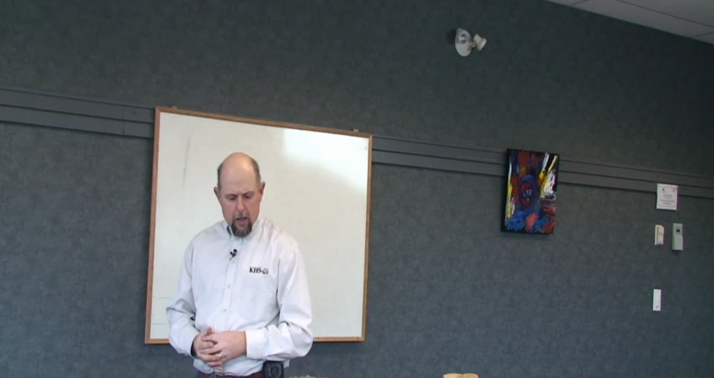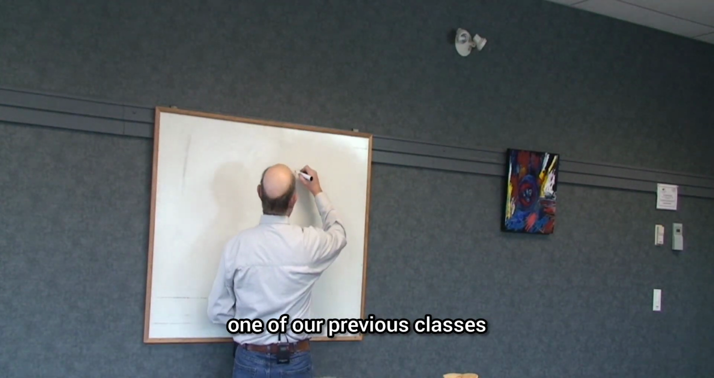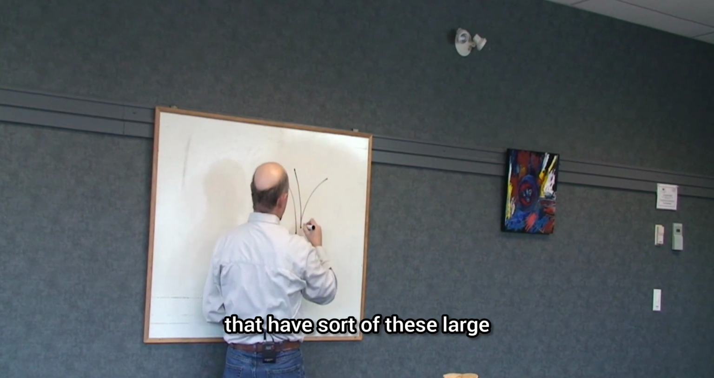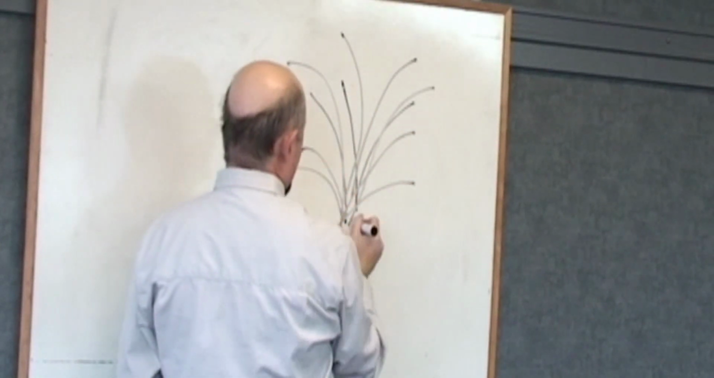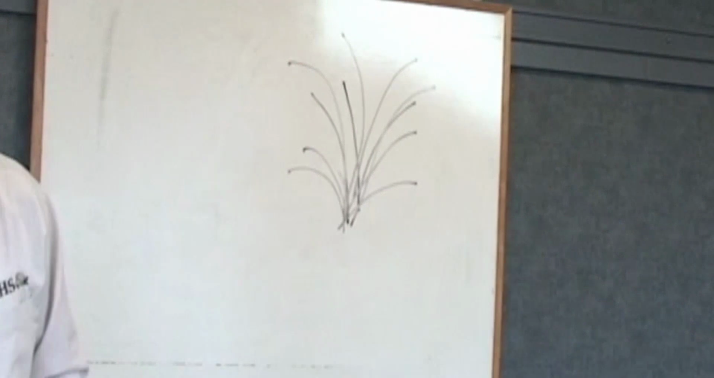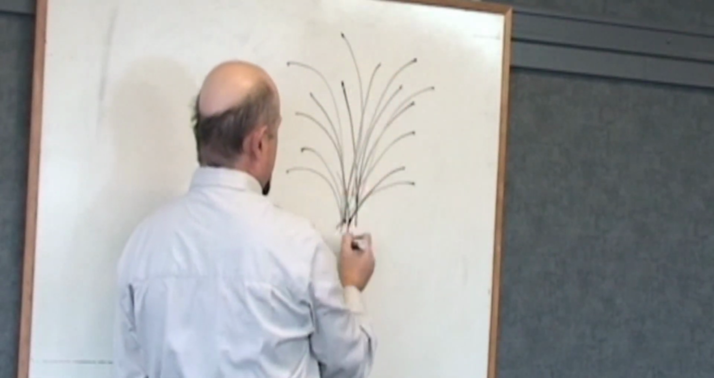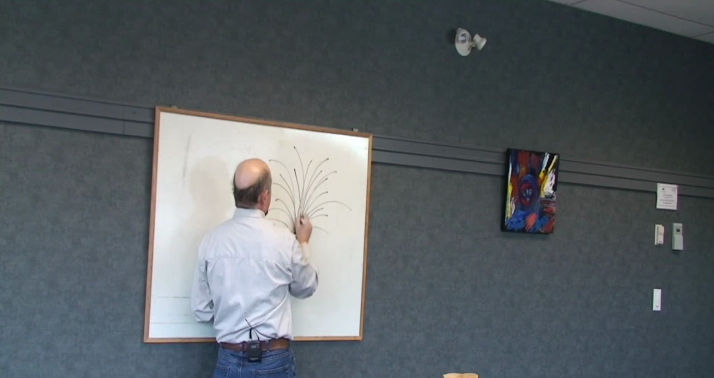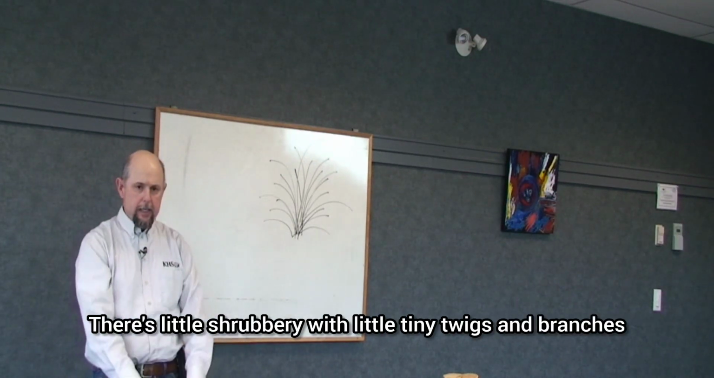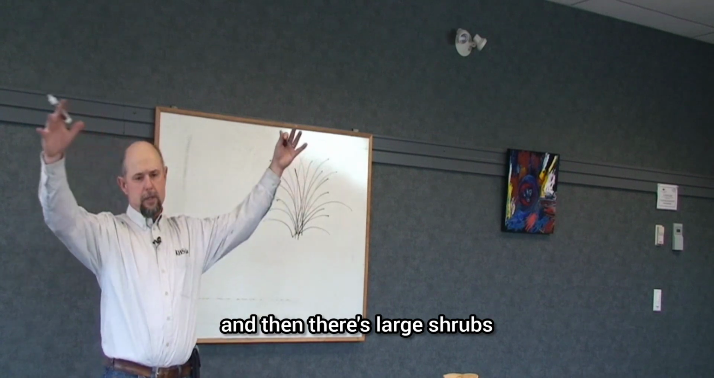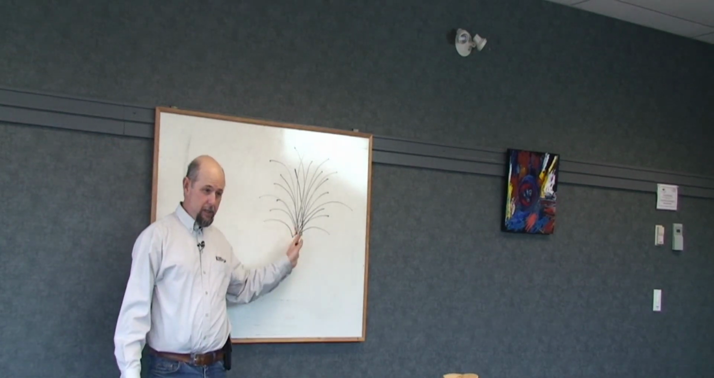Also with plants, like say with shrubbery, we had talked briefly about shrubbery in one of our previous classes, and we talked about how there are cane shrubs that have these large shoots that all shoot up from the base. And then when we go through a cane shrub, we remove certain branches. Basically, there are really only two types of shrubbery, right? There's little shrubbery with little tiny twigs and branches. And then there are large shrubs that have big canes, and they call them cane shrubs. And of course, in certain places, these are the shrubs that grow really big, right?